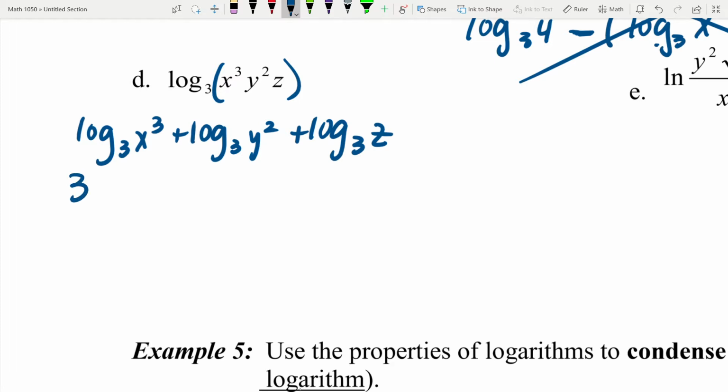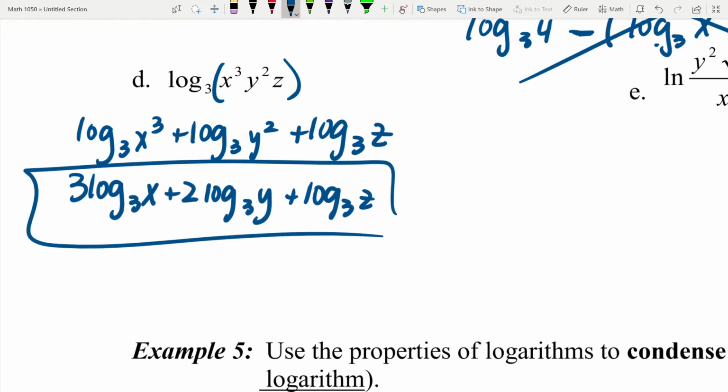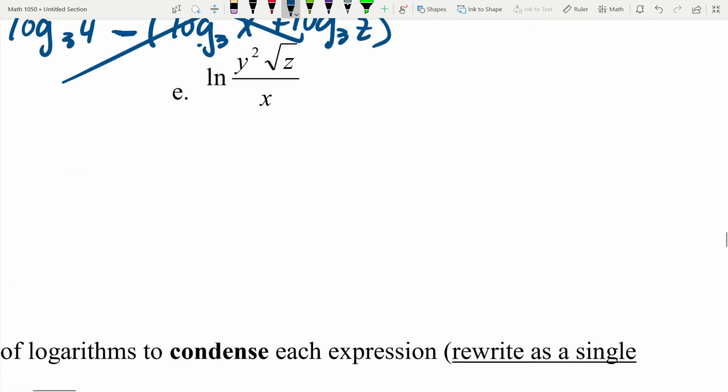So now we have 3 log base 3 of x plus 2 log base 3 of y plus log base 3 of z, and you're done. Okay, that is fully expanded when that exponent comes down. Okay, this one right here.